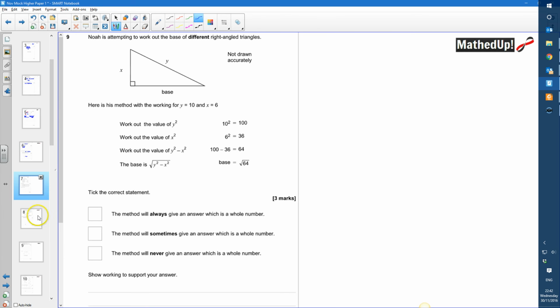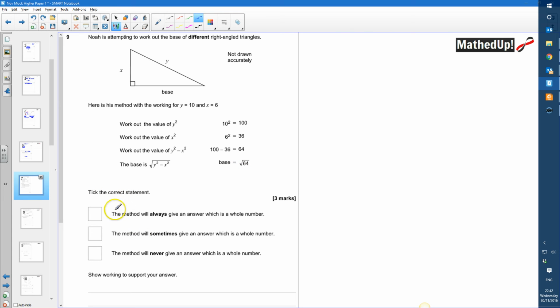Okay, question number 9. Noah is attempting to work out the base of different right angle triangles. Here is his method with the working for y equal to 10 and x equal to 6. So the y is the hypotenuse and the x is one of the shorter sides. So to work out the value of y squared, we do 10 squared to the 100, x squared is 36, and then we do that squared, take away that squared, it gives us 64, and then if we square root that, we get the base is equal to the square root of 64.